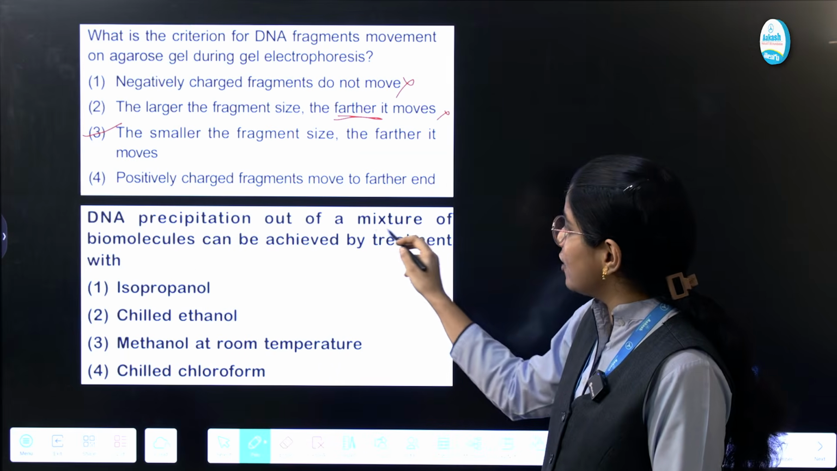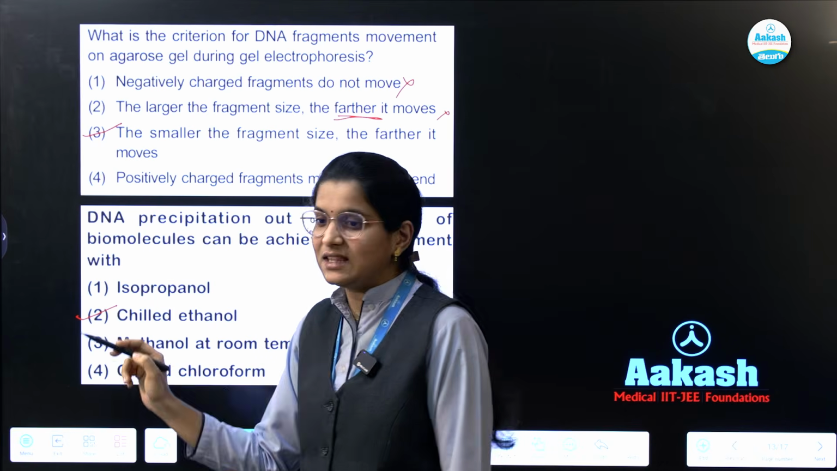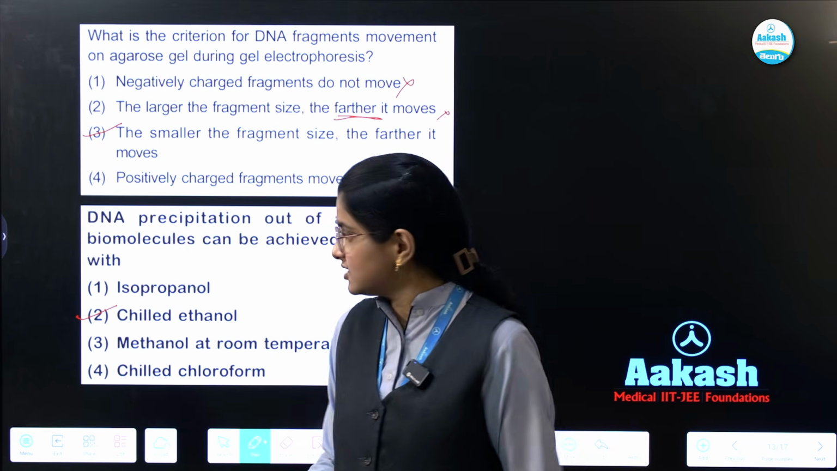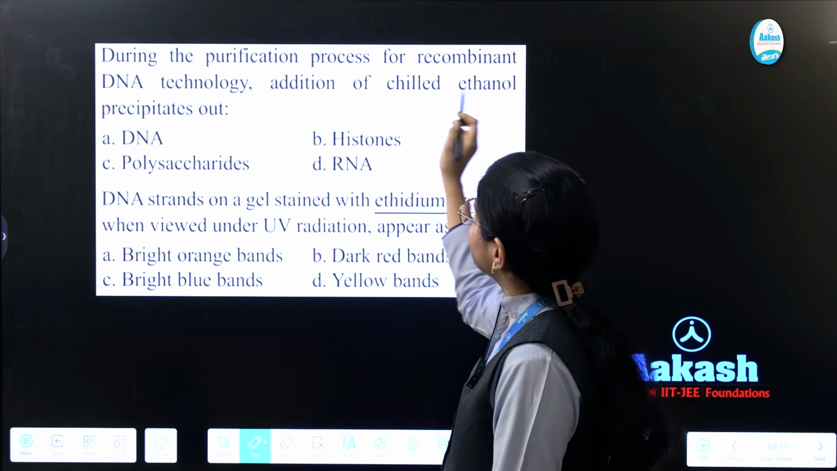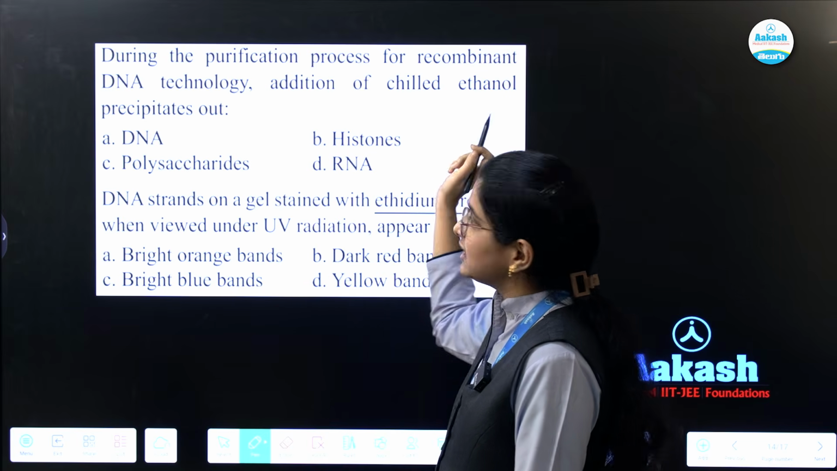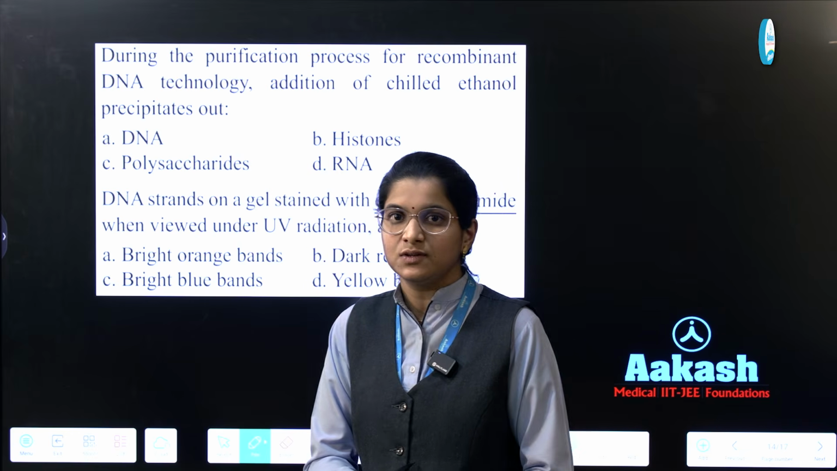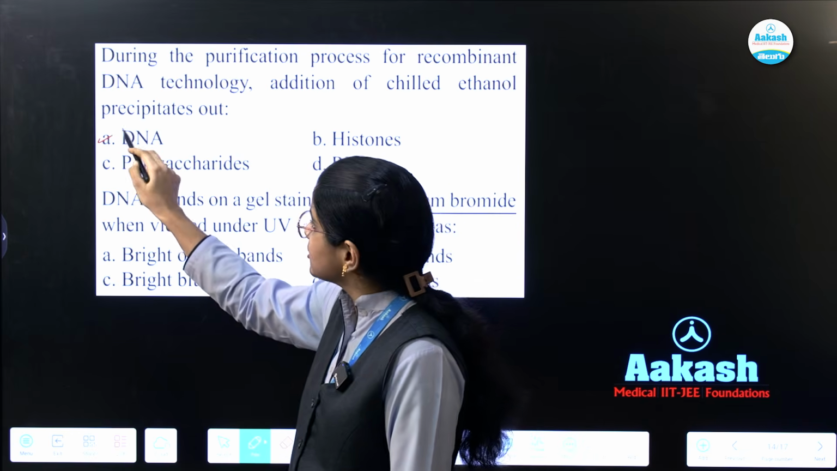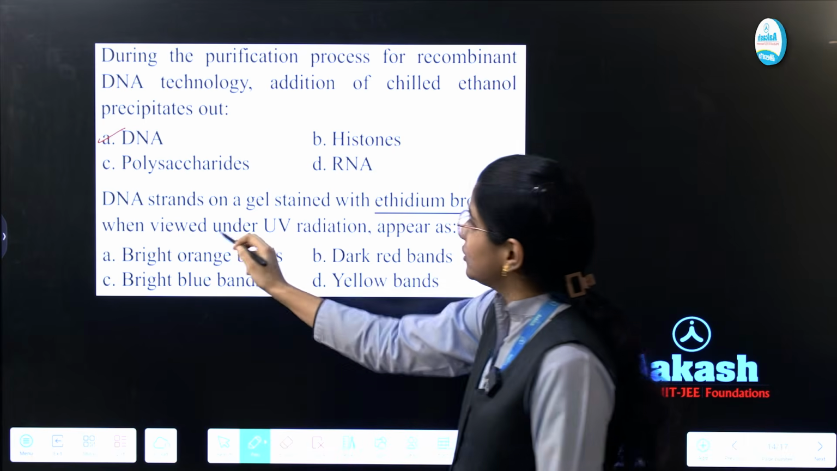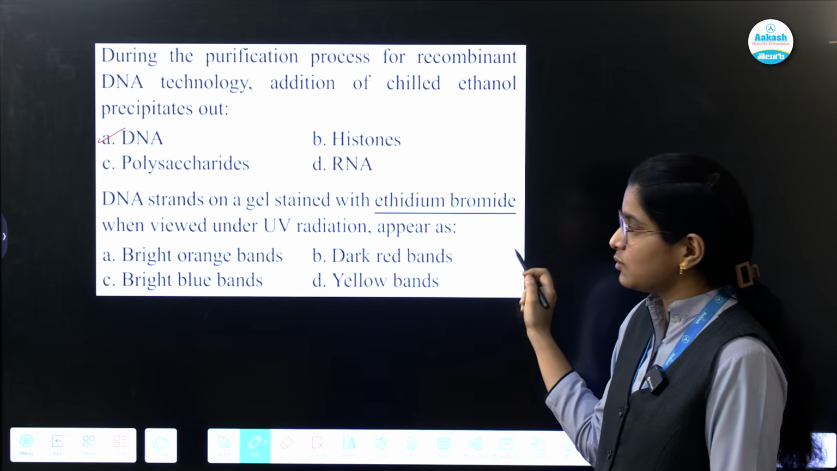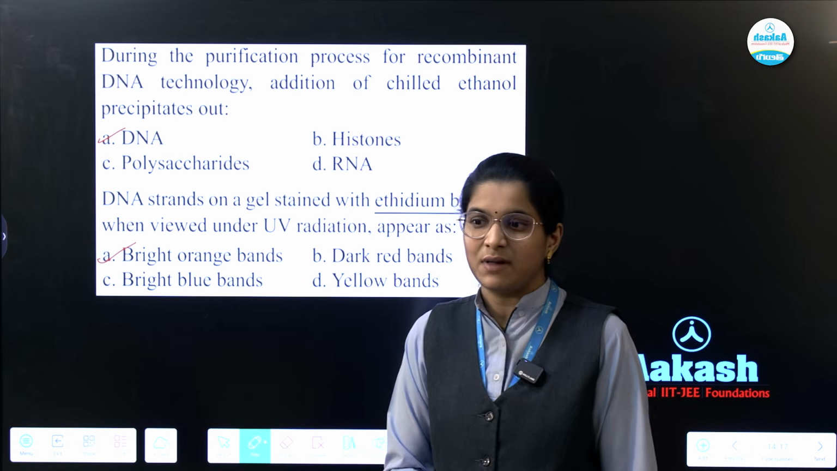DNA precipitation out of a mixture of biomolecules can be achieved by treatment with. So, to precipitate the DNA, we add chilled ethanol. So, it's option 2. During the purification process for recombinant DNA technology, addition of chilled ethanol precipitates. So, in the previous question we saw that chilled ethanol is used to precipitate out the DNA. So, it's option A. When DNA fragments on gel stained with ethidium bromide are viewed under UV radiation, they appear as. So, what is the color of the fragments that we see? We see them as bright orange colored bands.